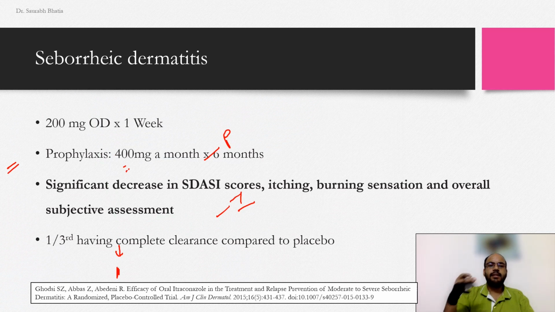Okay, so remember that seborrheic dermatitis can be treated with itraconazole if it is getting aggravated by Malassezia furfur, or if it has a certain amount of recalcitrant or recurring nature. Clear on that? Let's move forward and we'll see the action of itraconazole on non-dermatophytes.